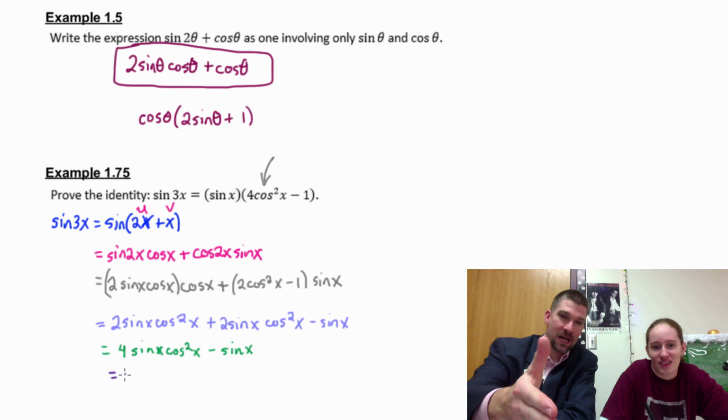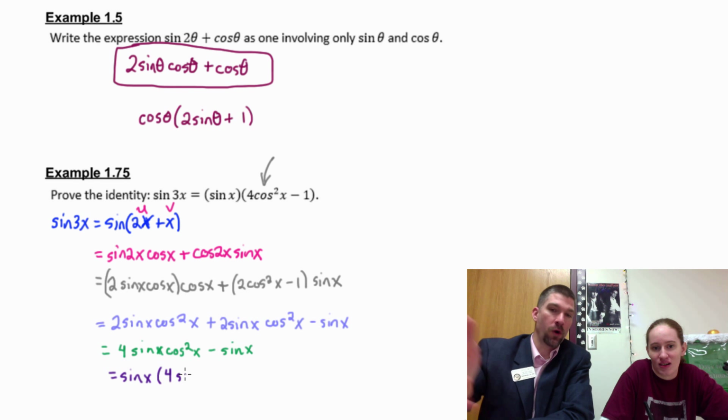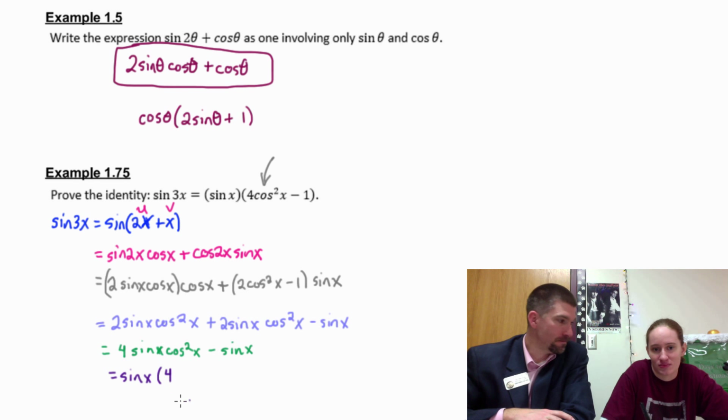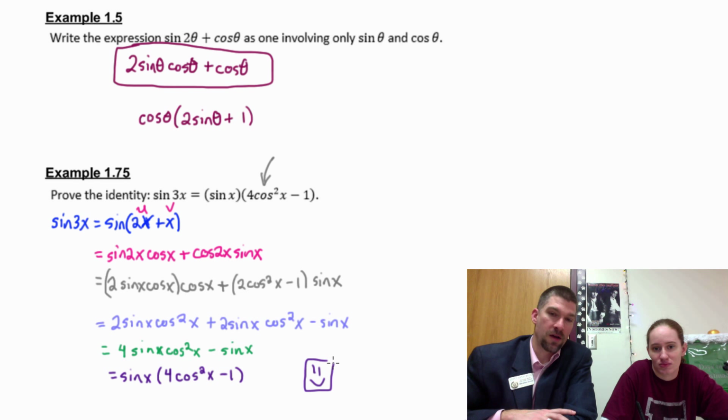Look, you're going to factor out a sine x, and now we have the truth that sine 3x equals sine x times 4 cosine squared x minus 1. Right. Oh, yeah. I love trig identities. I love proving these things. They're so fun.